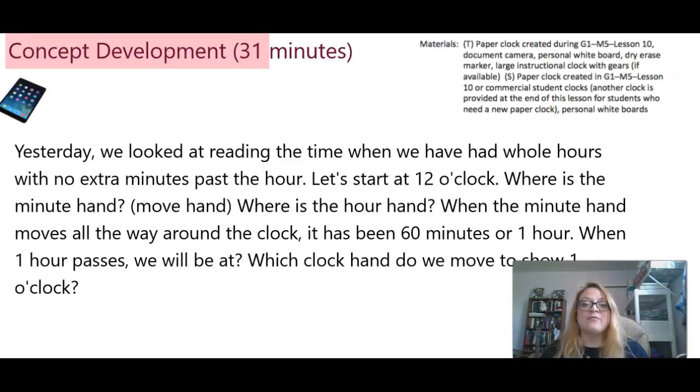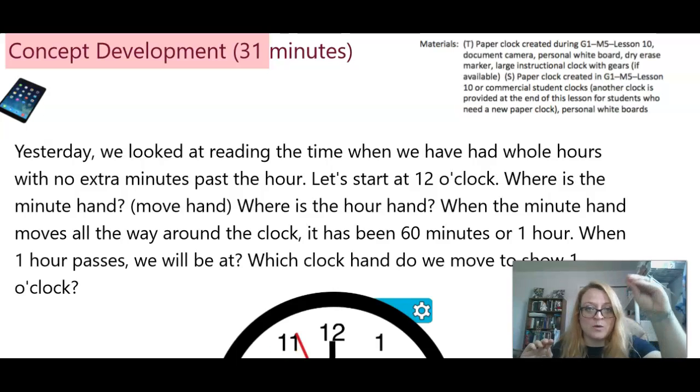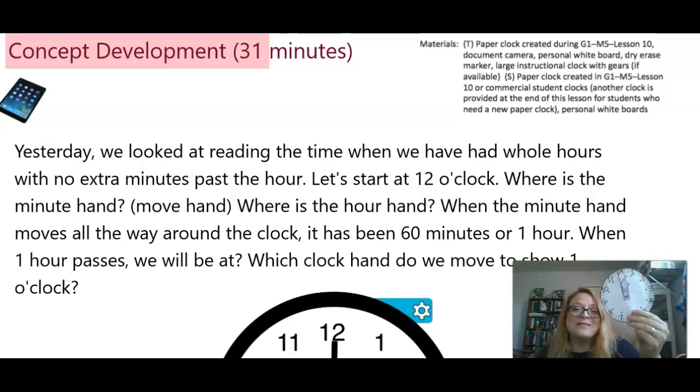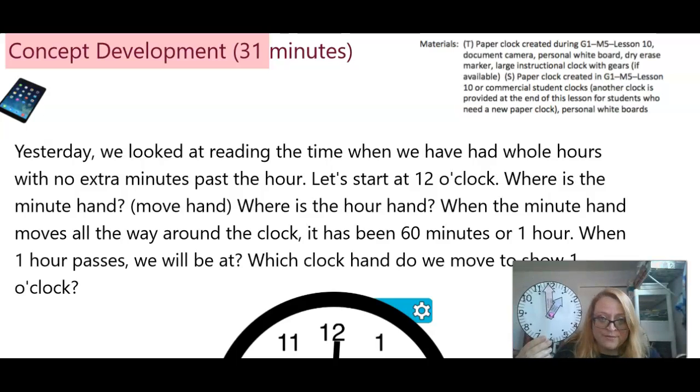Okay, so yesterday we looked at reading time when we had whole hours and no minutes past the hour, right? That's what the 12 means, that it's 0 minutes past our hour. So we're going to start at 12 o'clock. Remember that we need to start with our hour hand. That means it has to be up at the 12, and our minute hand also has to be up at the 12 because we have 0 minutes past 12. Now, we know that our minute hand moves, and when it's gone all the way around the clock, it's been 1 hour, okay?